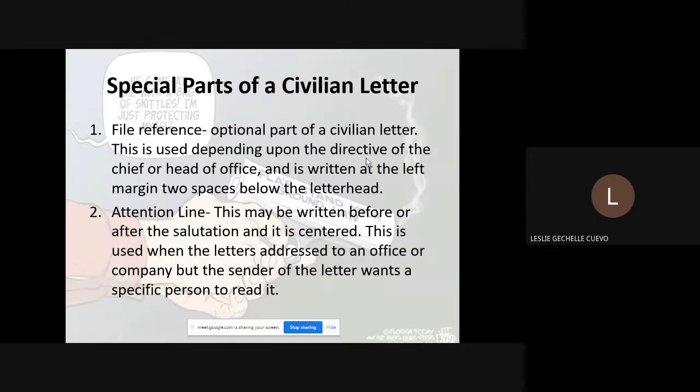And then we have attention line. Katulad sa memo, meron ding attention line. This may be written before or after the salutation and it is centered. This is used when the letter is addressed to an office or company, but the sender of the letter wants a specific person to read it. Same purpose sa attention line ng memo.